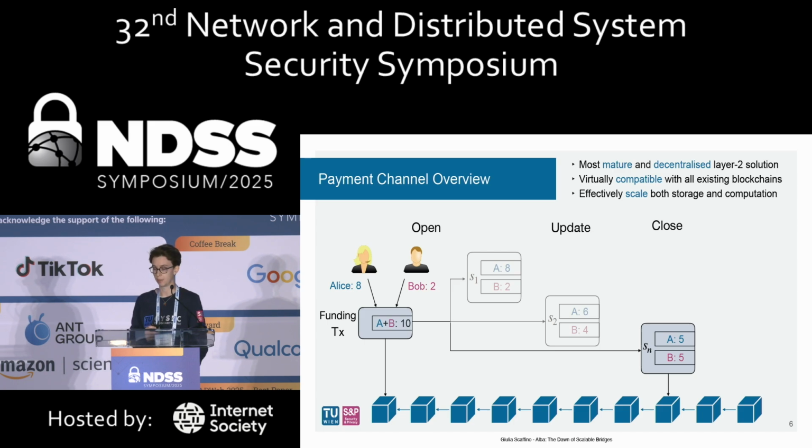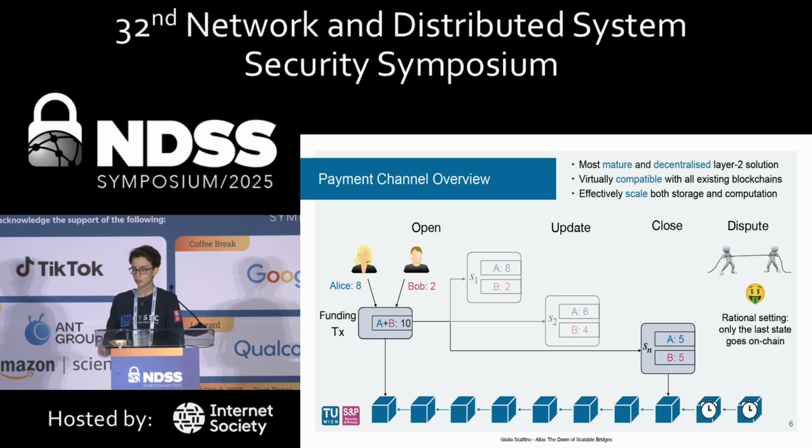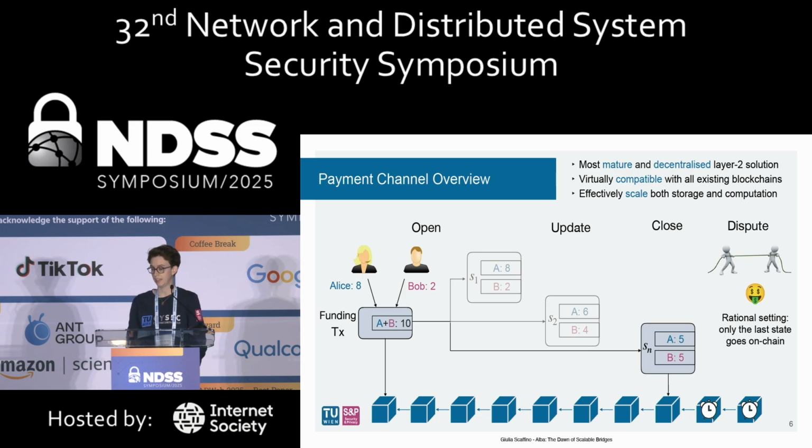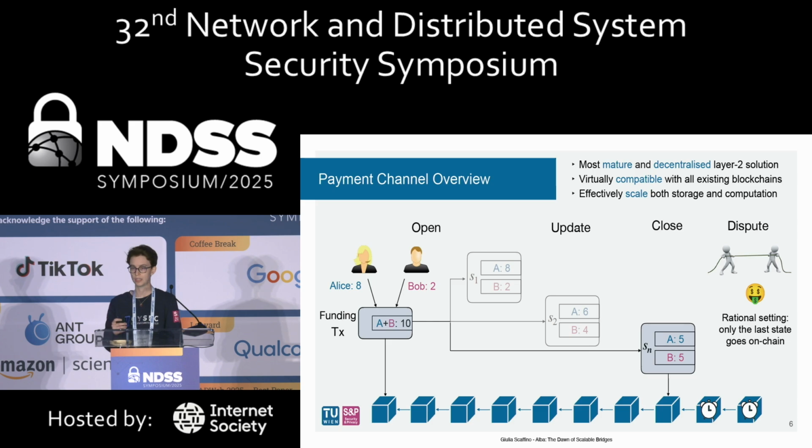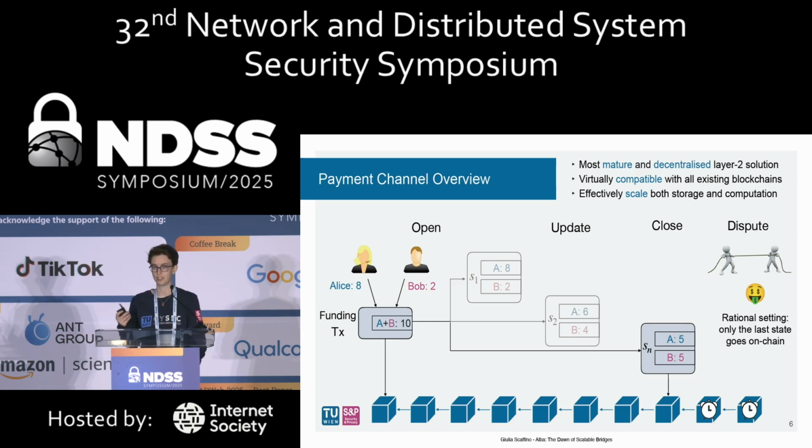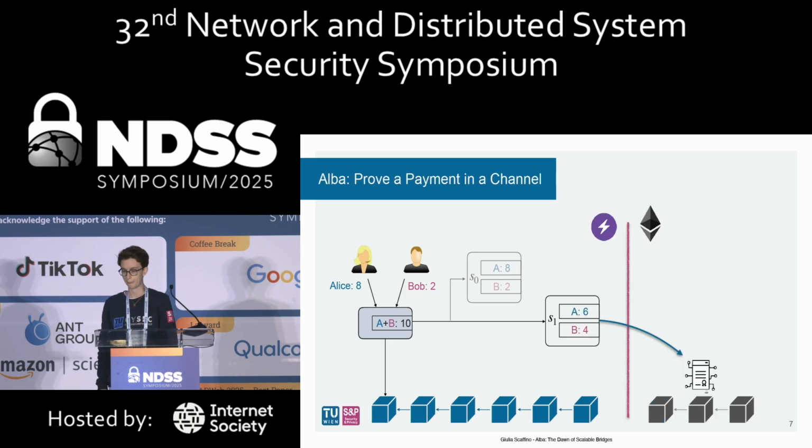arbitrarily many updates. Upon closing the channel, the dispute phase begins, and in the rational setting, this dispute phase ensures that only the last state of the channel goes on-chain. Otherwise, if this is not the case, if an old state goes on-chain, the cheating party is gonna lose all its money.